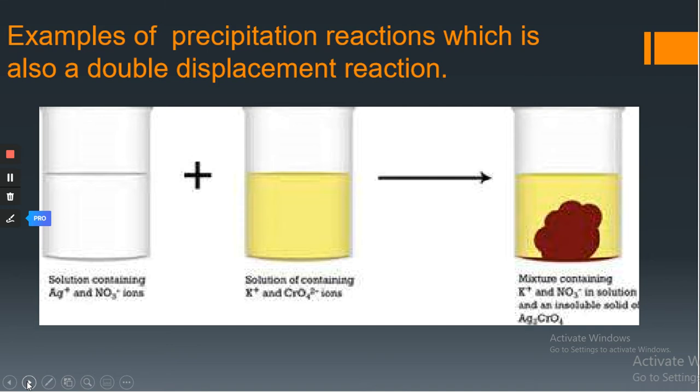Now some more examples of precipitation reaction, like when AgNO3 and potassium dichromate combine, then it will form a red color precipitate which is insoluble in the solution.